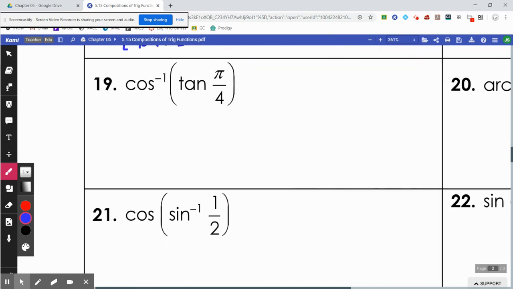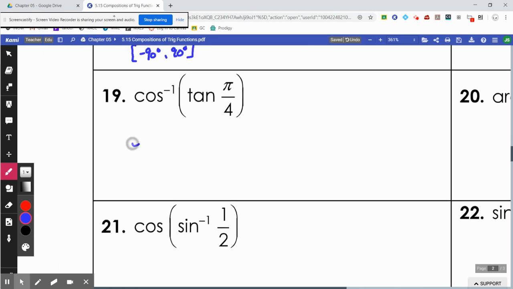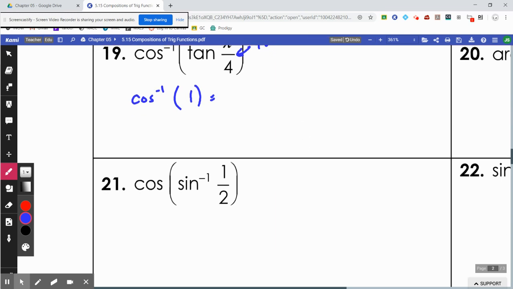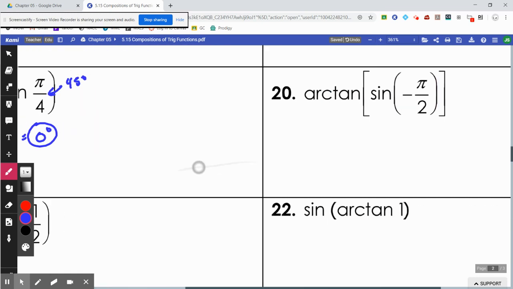Number 19, the inverse cosine of the tangent of pi over 4. Again, pi over 4 is a 45-degree angle. The tangent of 45 is 1. So we're asking ourselves, where is inverse cosine equal to 1? Inverse cosine is defined between 0 and 180. So we're looking for the angle between 0 and 180 where our cosine is equal to 1. Think about your unit circle, and that's a 0-degree angle or a 0 radian angle.